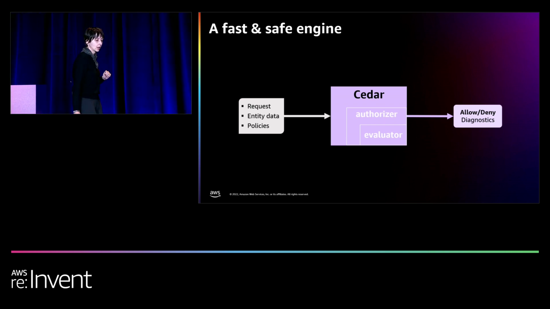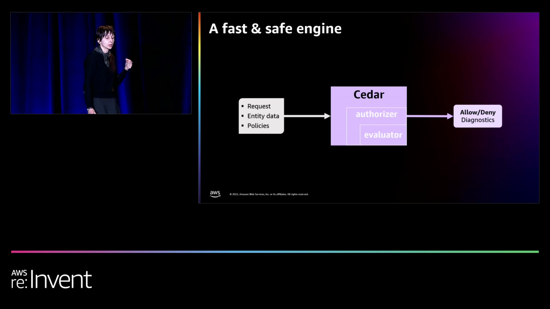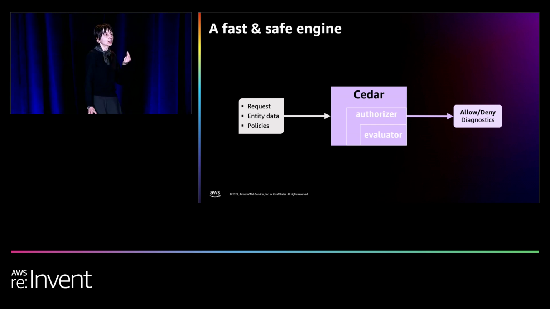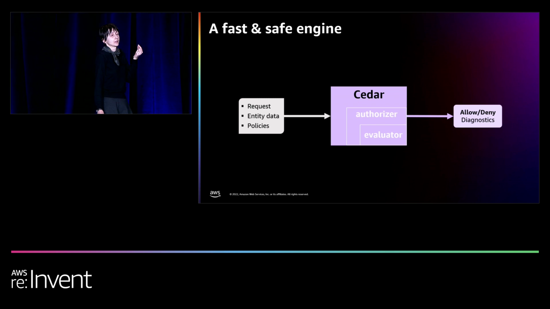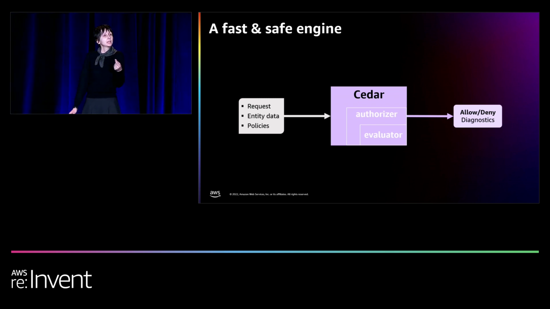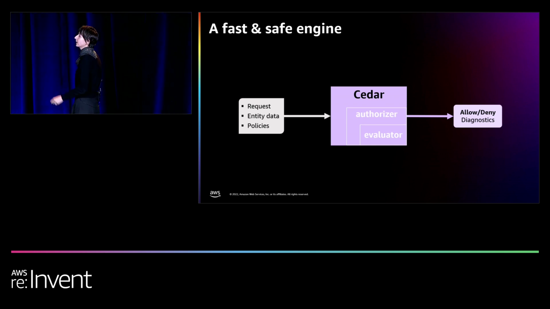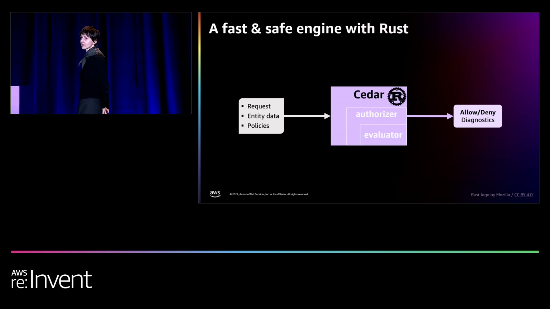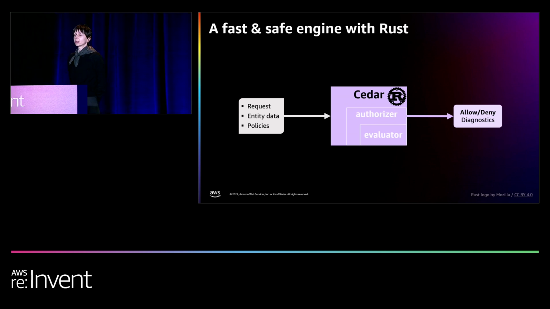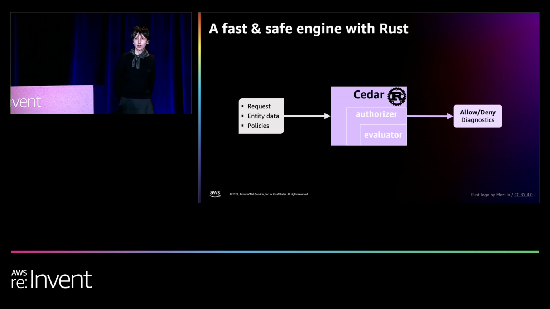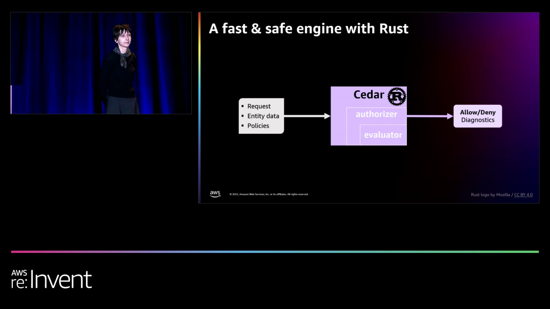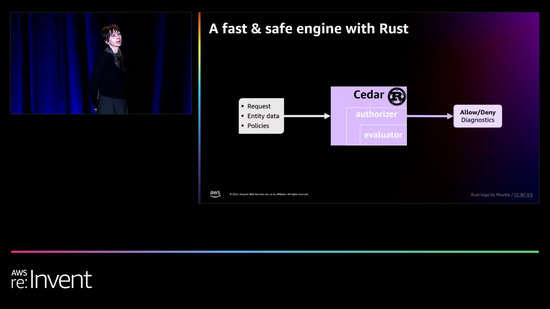Now, the first question that we're going to tackle is, how does Cedar achieve speed? We have to achieve both speed and safety, so let's tackle speed first. We achieve speed by building Cedar in Rust. Rust is a high-level language with the performance and memory characteristics of a low-level language like C. Cedar is blazingly fast.